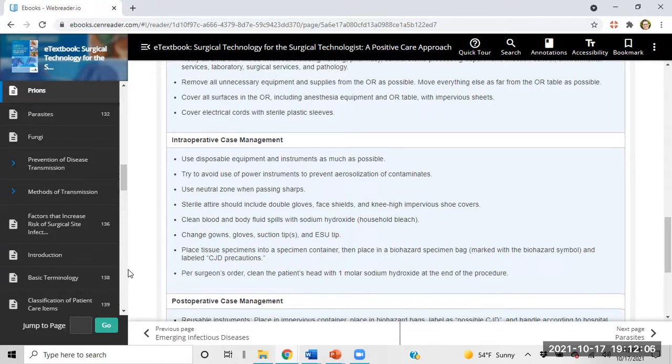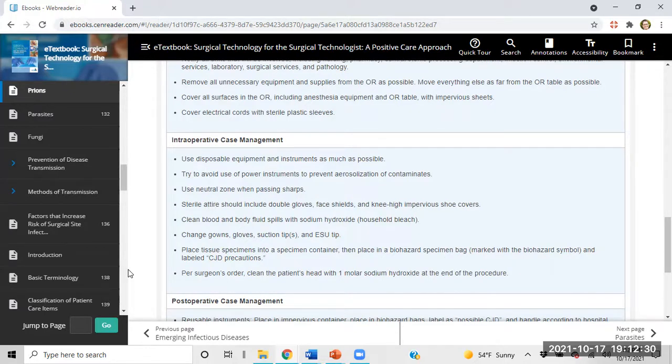They're not going to use power instruments if they can get away with that, because that will definitely aerosolize those contaminants. A neutral zone will be used when passing sharps. Then your attire is going to change a little bit because you're going to use double gloves. You're also going to use a face shield, and then the knee-high impervious shoe covers.